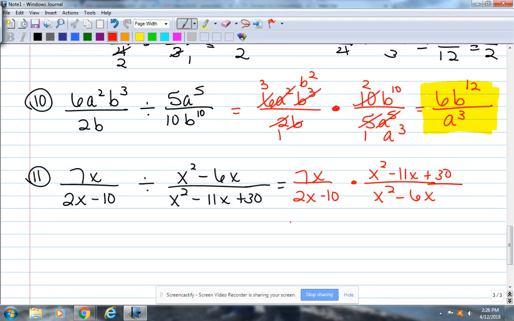2. So what times 2 is 2x? And what times 2 is negative 10? Good. And then this one is a trinomial. So what multiplies to get 30 and adds to get negative 11? 5 and 6. But they're both negative, right? Because a negative times a negative is a positive, and a negative plus a negative is a negative. So x minus 5 times x minus 6.